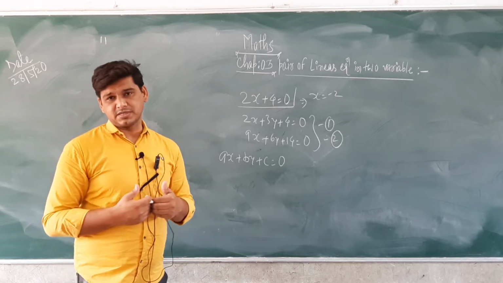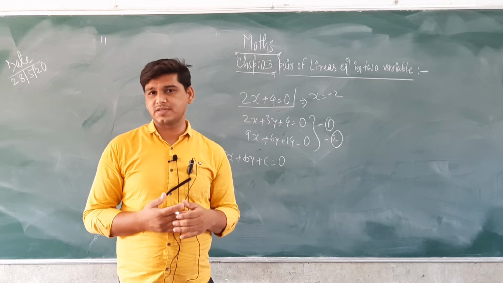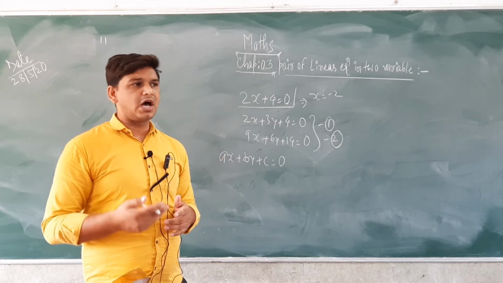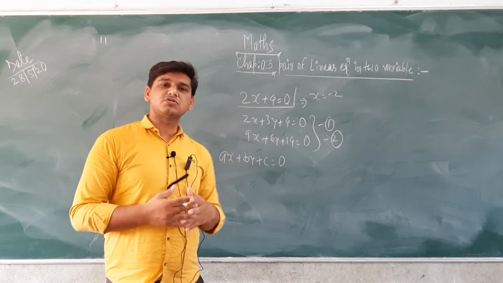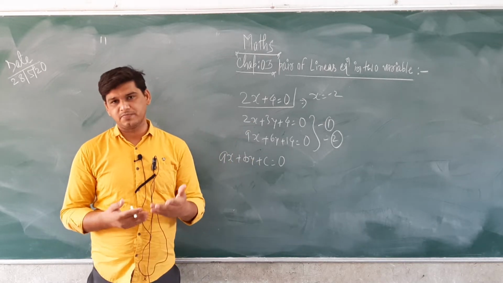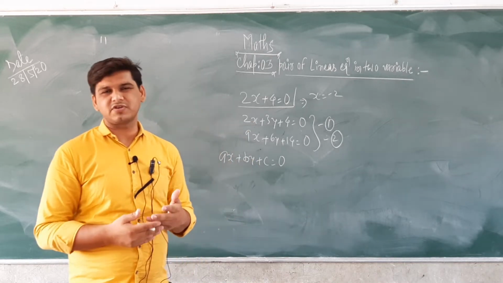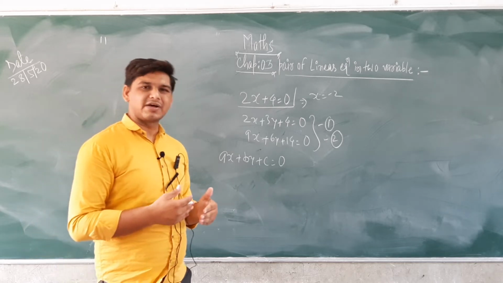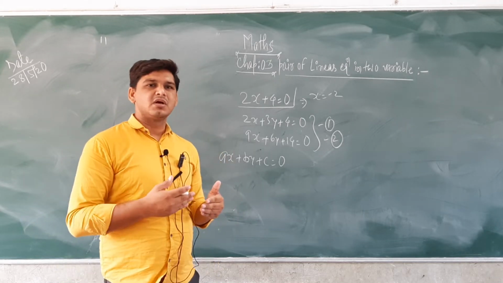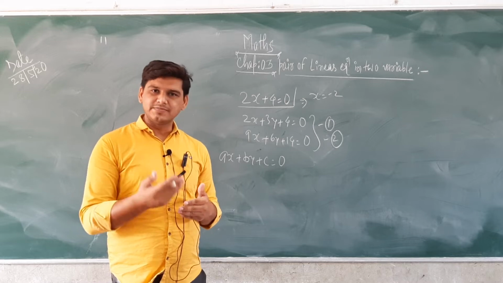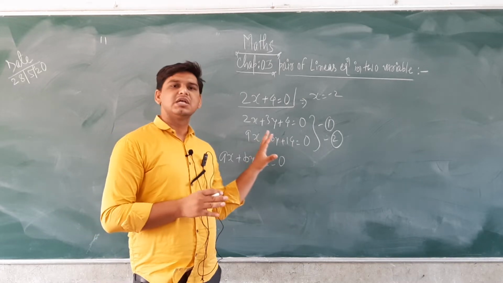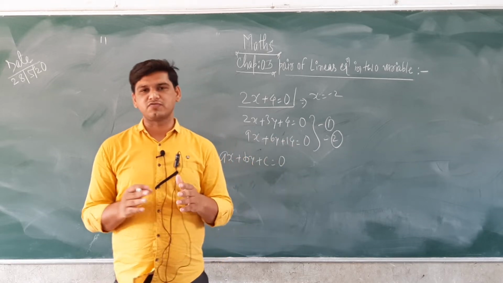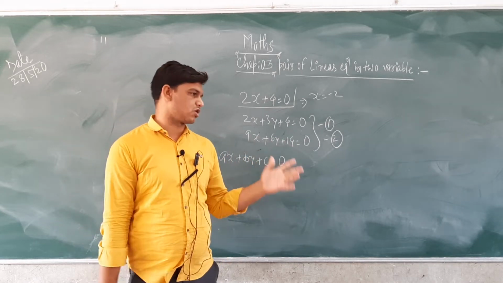In this chapter, linear equations in two variables carry 6 marks in the board examination. How can we solve this type of question? To solve linear equations in two variables, we use different methods: graphical representation method, substitution method, elimination method and cross multiplication method. These are the methods used to find the solution set.